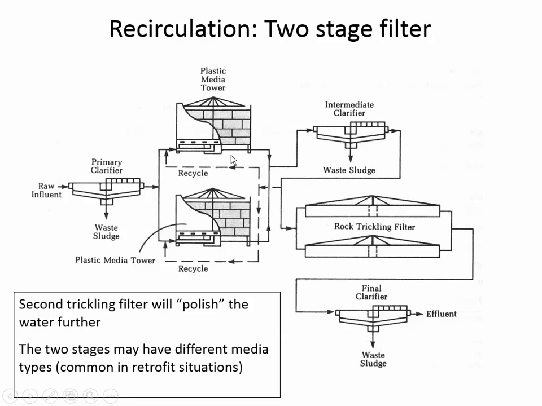The advantage of having different stages like this is that different species of bacteria will grow in each of the filters, and so that can allow you to achieve nutrient removal, like getting rid of excess phosphorus and nitrogen more effectively.